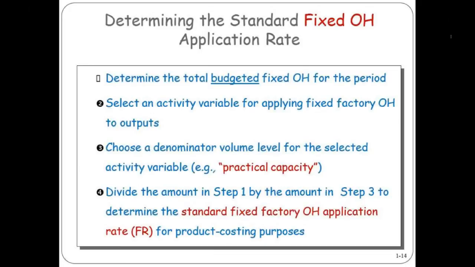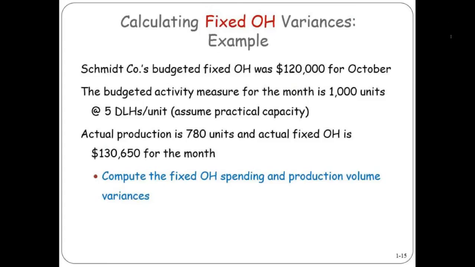We did this. First, you determine your budgeted fixed overhead for the period. What's your budget? $1 million in fixed overhead. You choose what variable to use to apply it, say direct labor. You choose the denominator level. Let's say you choose practical capacity, how much you can practically use of your direct labor. And then you find your application rate. This is what we did before. Nothing new there. We did this exact problem, I think.